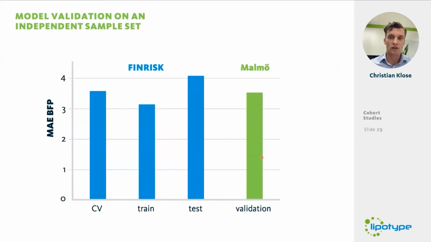As I said, the model was built based on samples from Malmö and validated in the Finnish data set. And as you can see here, the prediction for body fat percentage works really well in the validation cohort, here in green, with the error being actually the same as for the training data set, which was based on the FINRISK cohort. So this is a really robust model that we could build based on the plasma lipidome.